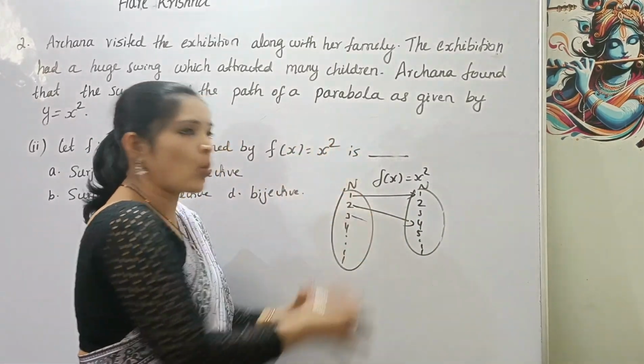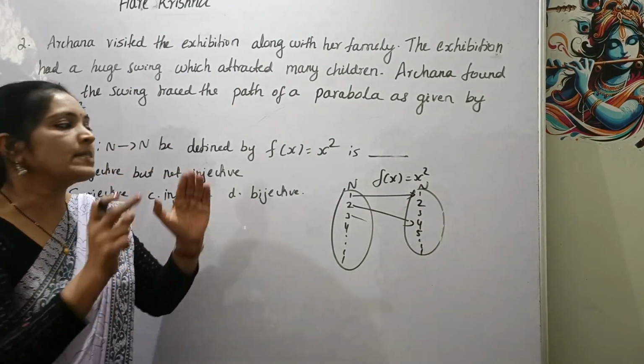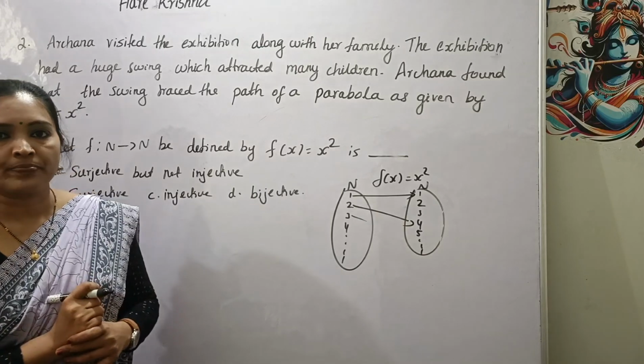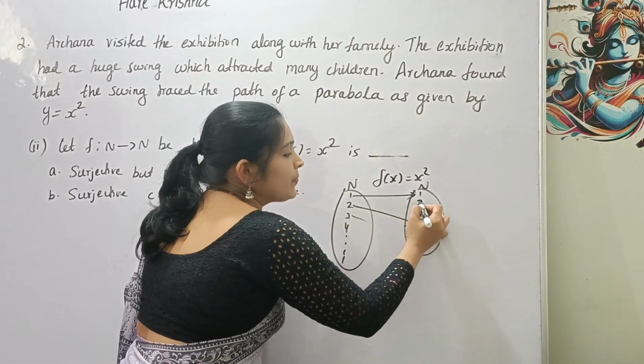So here all the square numbers have only one preimage. Therefore, this function is one-one. Then what about onto? See here, clearly these 2.